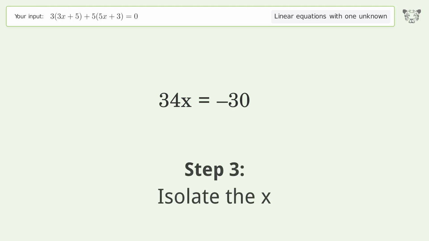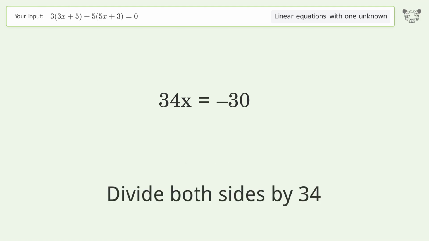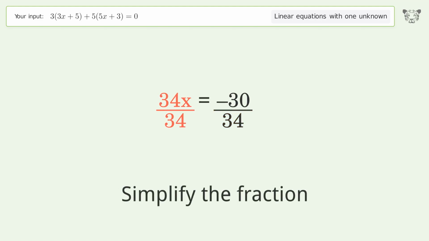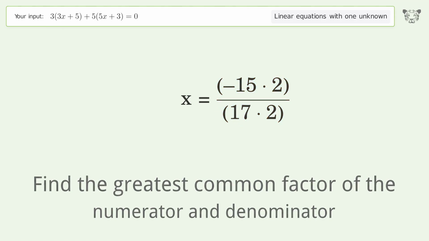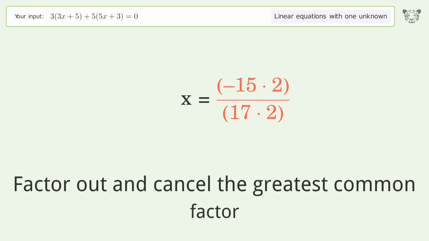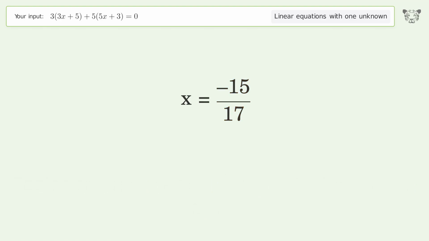Isolate the x. Divide both sides by 34. Simplify the fraction. Find the greatest common factor of the numerator and denominator. Factor out and cancel the greatest common factor. And so the final result is x equals -15/17.